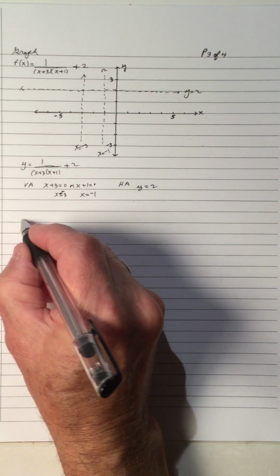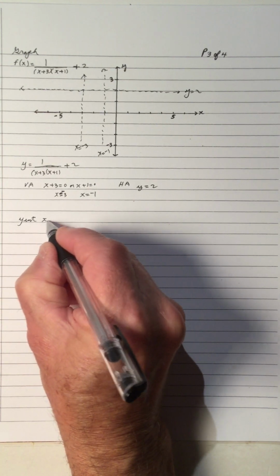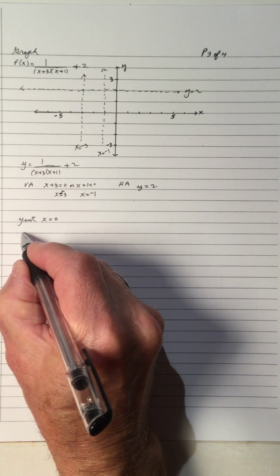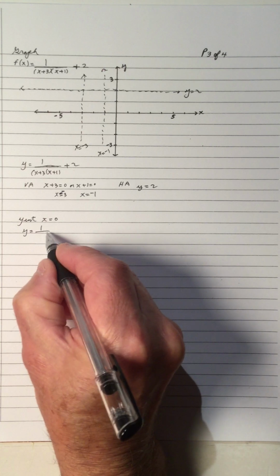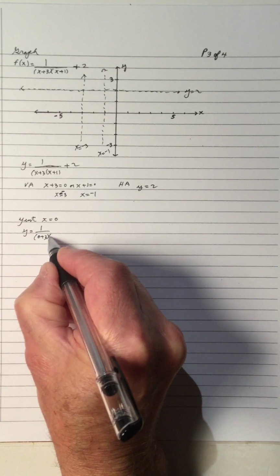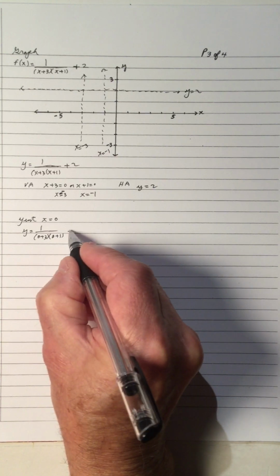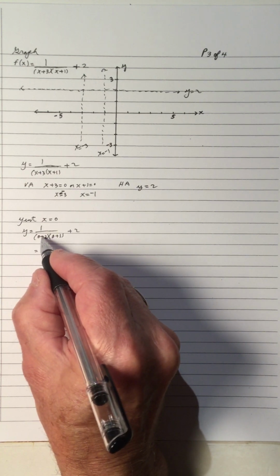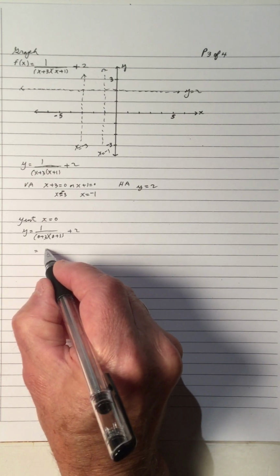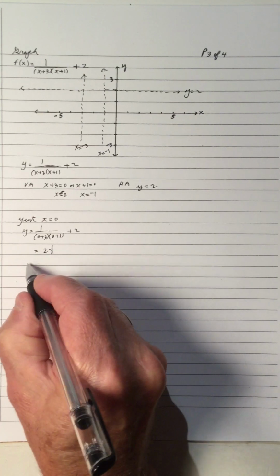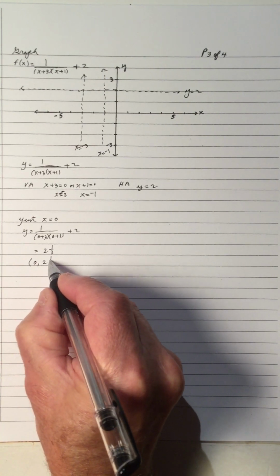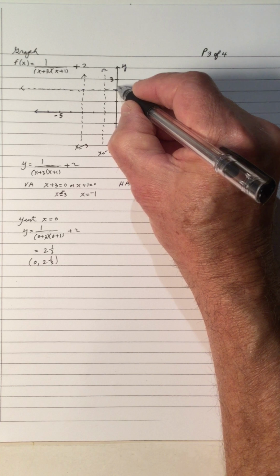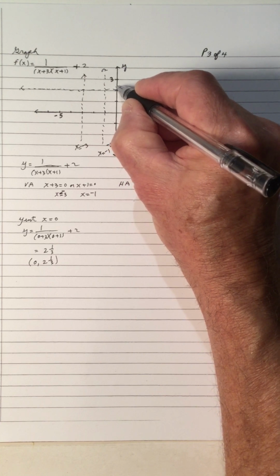Now, let's look at the y-intercept. The y-intercept is when you let x equal 0. Take this equation and put a 0 in. So we get y equals 1 over (0 plus 3)(0 plus 1), add on 2. So when you multiply 3 times 1, it's 1/3 plus 2, so it's 2 1/3. When x is 0, y is 2 1/3. Let's take that y-intercept to be right there.